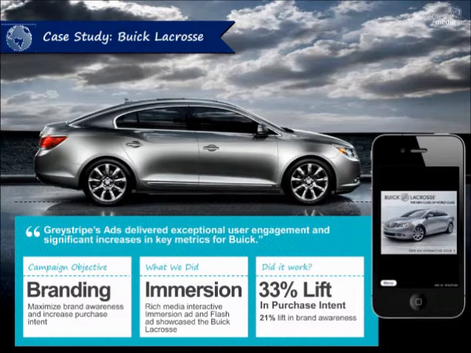The quote that we got back from the brand was, "Greystripe's ads delivered exceptional user engagement and significant increases in key metrics for Buick." Again, the value that brands get out of these ads is hard to communicate when you're comparing to performance advertising and you're measuring on clicks.